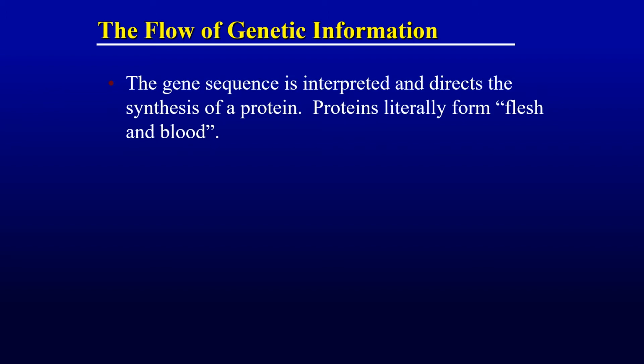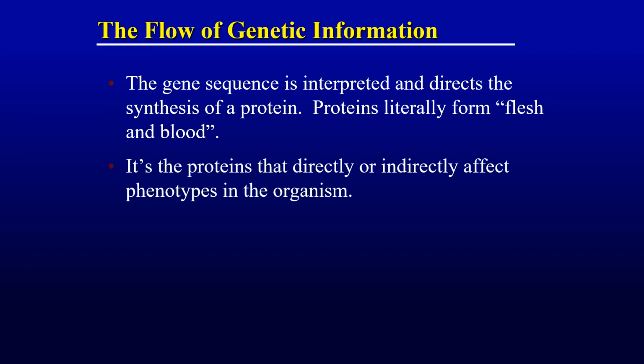Now proteins literally form your flesh and blood. And if you remember, proteins have a huge variety of roles. You can have structural proteins like collagen that forms a lot of the structure of your skin. You can have enzymes like salivary amylase, which facilitates a chemical reaction. You can have signaling proteins like insulin, or oxygen carrying proteins like hemoglobin. So proteins have a huge variety of roles in your body. So the proteins, directly or indirectly, affect your phenotypes and your biochemistry, and it's really what makes you work.